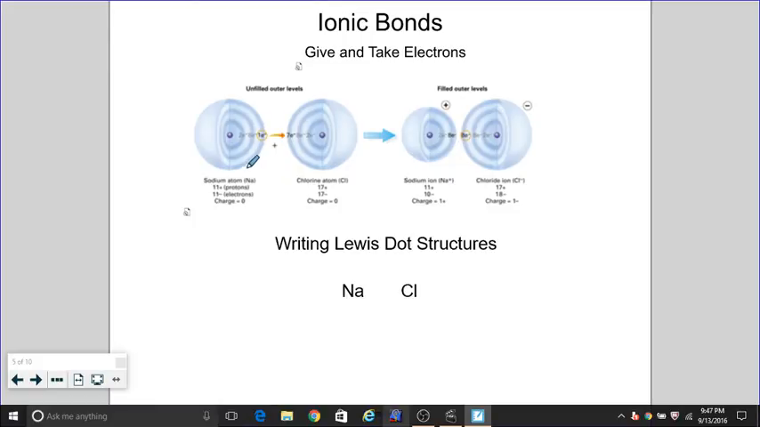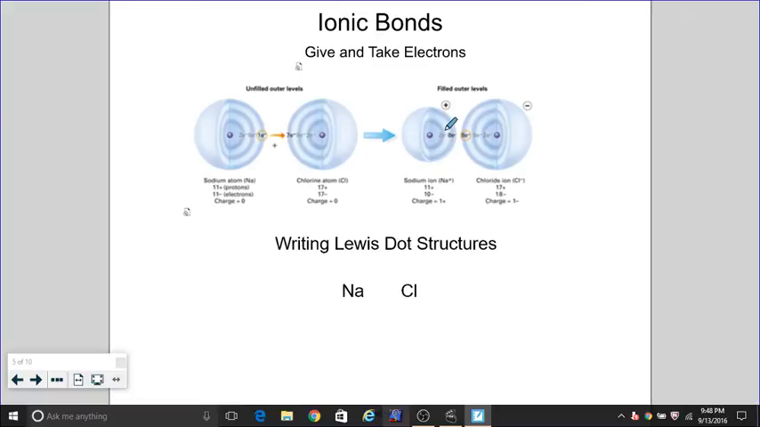Here's why. In order for sodium to fill this outer shell, it would have to find 7 other electrons to make a total of 8. Or it can just give away this 1 electron, and then it's going to be left with the second shell, which is already full. Okay? And if you look at chlorine, it either has to get rid of 7 electrons, or it just has to find 1 electron, and then it will fill its third shell. So since it's easier for sodium to give away 1 electron and for chlorine to find 1 electron, that's what happens. Okay, so sodium gives its electron to chlorine.